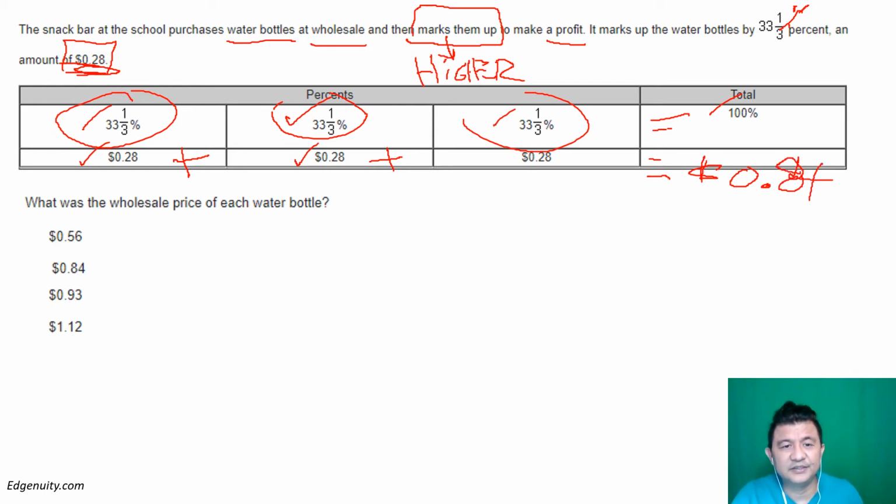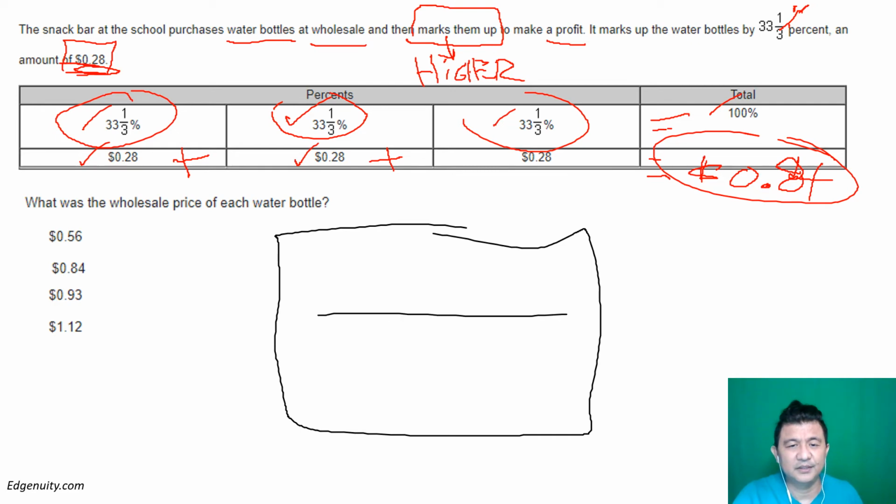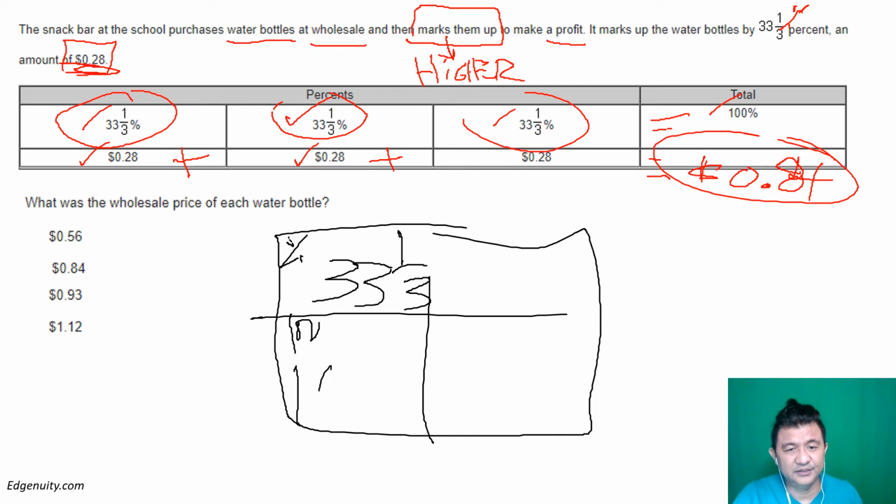$0.84. And this is now the wholesale price of each bottle. Okay, that's including the profit. Now, let's try another method. Let's try our method of proportion. Proportion. Okay, so percent over 100. So I know there's 33 and 1/3 over 100, correct?